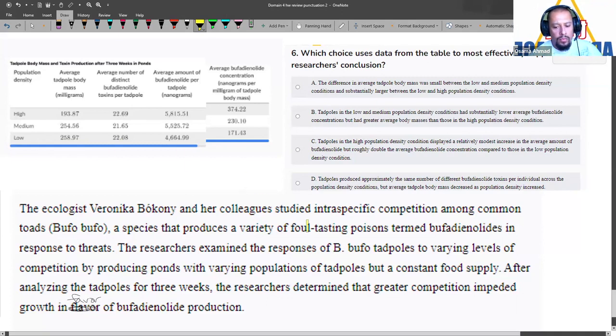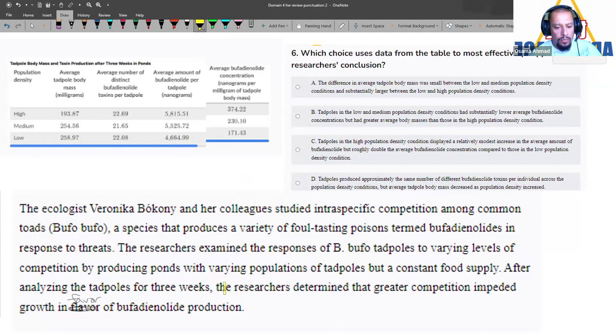It's because the science determined that greater competition created a change in favor of this sport. Okay, so the researchers determined that greater competition, that means increased tadpoles, impeded, it stopped growth. So the more tadpoles we have, the smaller they are, okay? In favor of bufadienolide production. So it increases the poison.